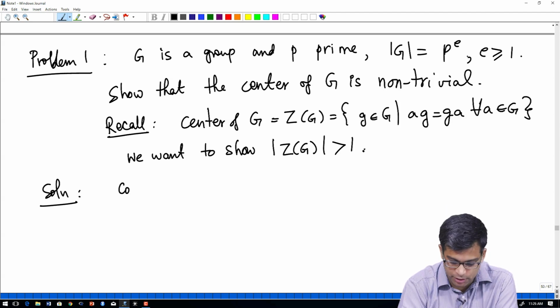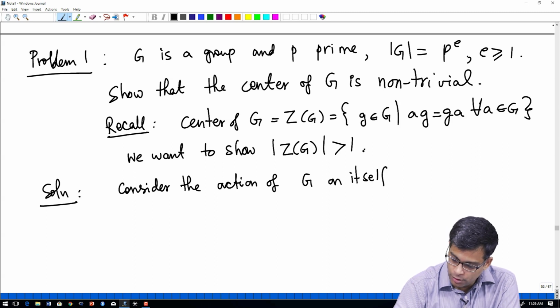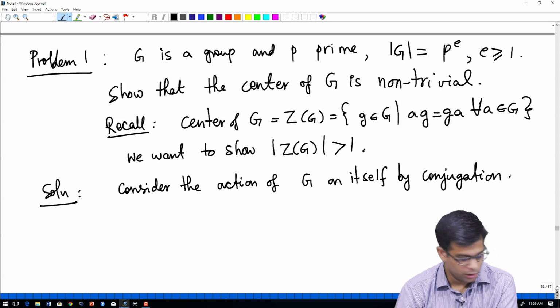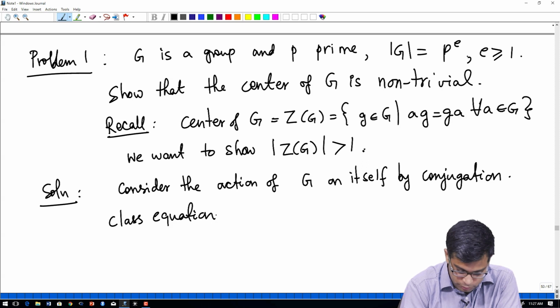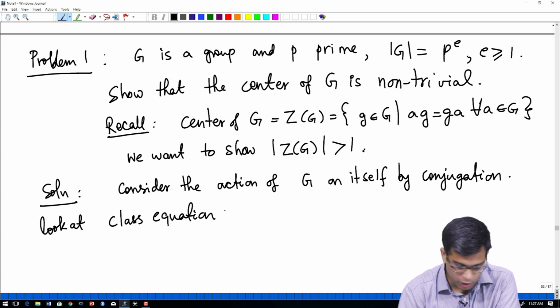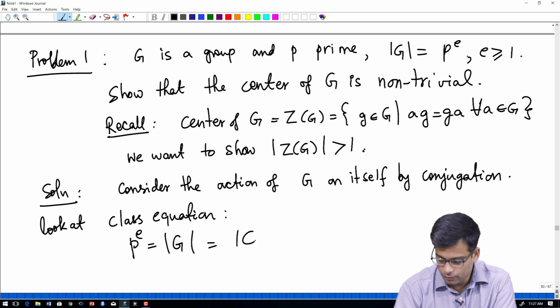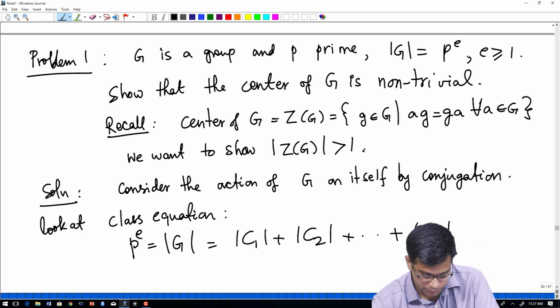So, for this we consider the action of G on itself by conjugation. Okay. So, this is something we have seen before. So, in particular we look at the class equation. What is a class equation? It says that the cardinality, the order of G, which I am assuming is p power e, is the sum of the orders of conjugacy classes.